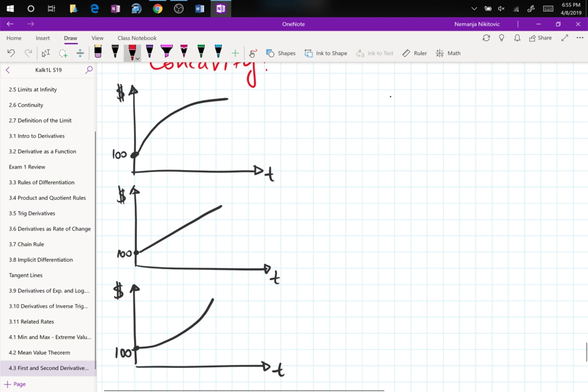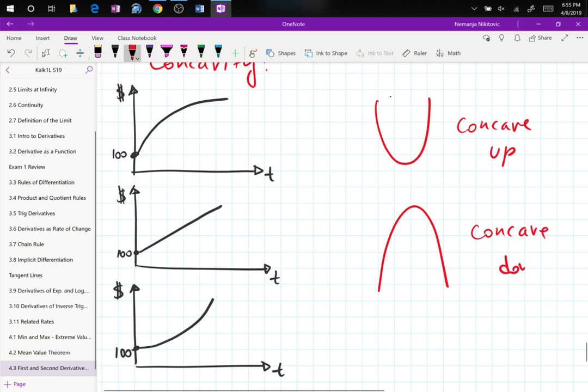Something that looks like this is called concave up, and something that looks like this is called concave down. Now also there are pieces as well. So if I have these guys, that's concave, and then these guys as well. Now these look like smiley faces. So concave up and concave down.